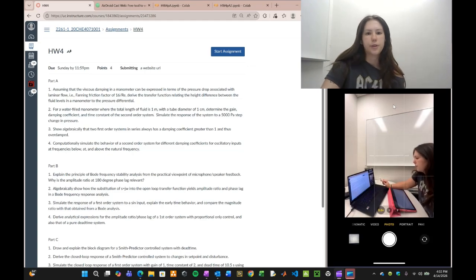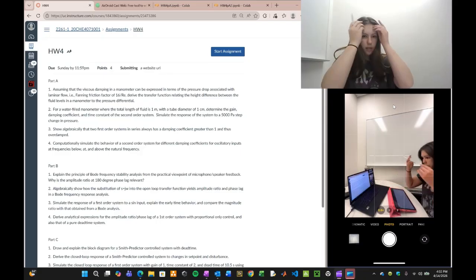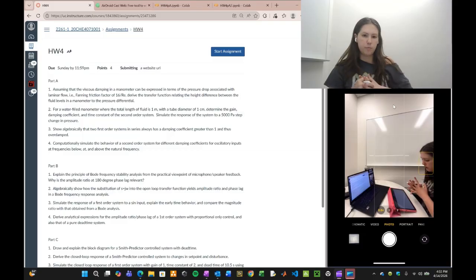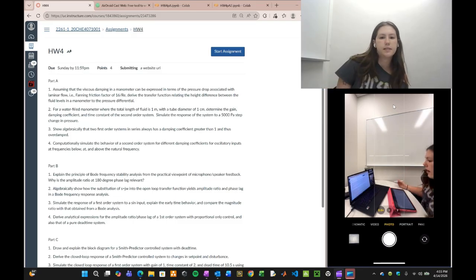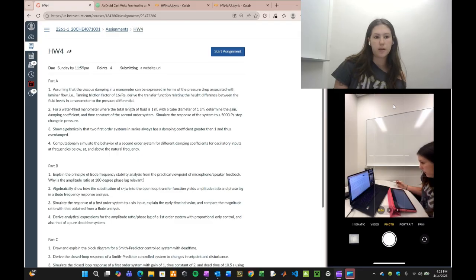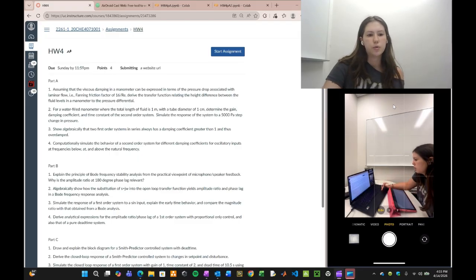Hello, today we will be doing homework for part A. First, we are going to start out by looking at the damping in a manometer in terms of pressure drop associated with the laminar flow. We are going to look at the transfer function that relates the height difference between the fluid levels in a manometer to the pressure differential.